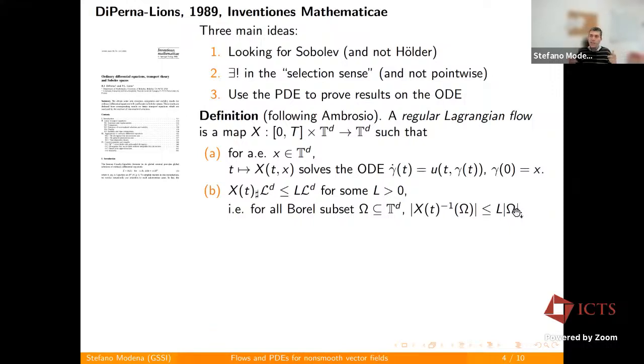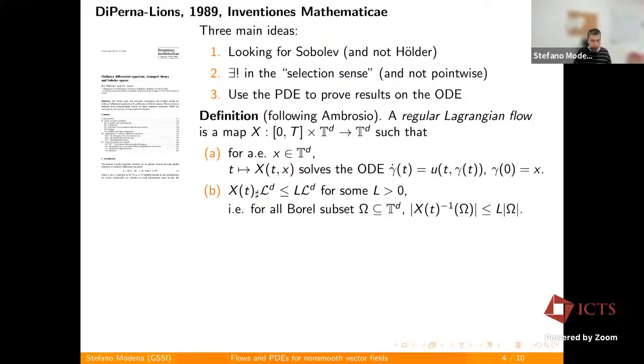measure of the final set, which means, roughly speaking, that a regular Lagrangian flow cannot send a very large set into a very small set. So you cannot send a very large set at time 0 into a very small set at time t. There has to be some control on how much this flow map can compress sets. Okay, so this is the definition. So a regular Lagrangian flow is a map which satisfies these two properties. Clearly, in a classical setting, in the Lipschitz setting, the standard flow map is a regular Lagrangian flow.